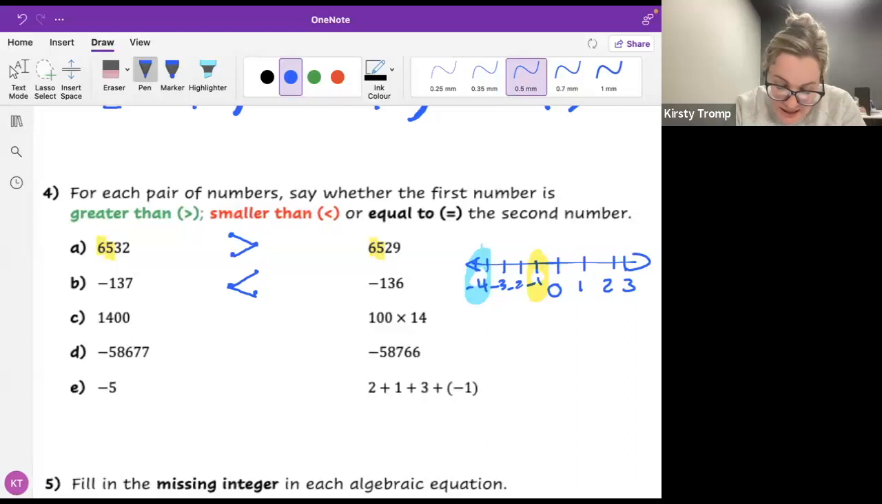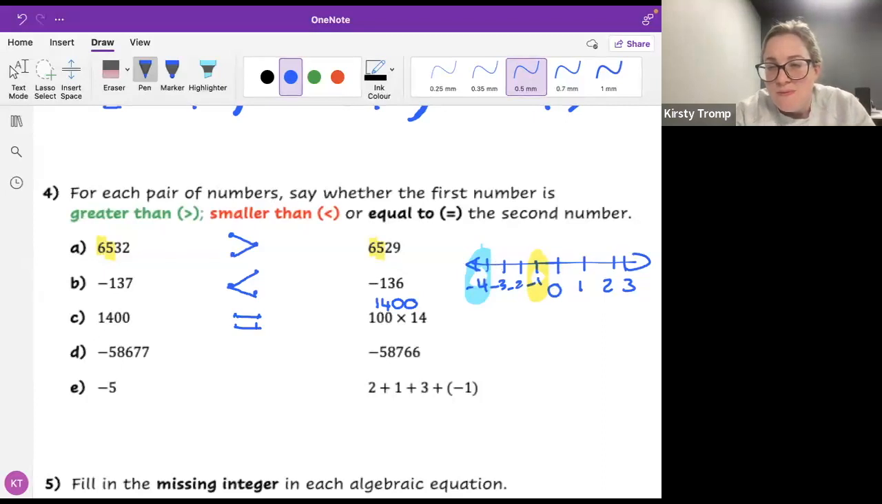Right, Sisetu, let's do C together. Which one's bigger, 1,400 or 100 times 14? Okay, let's work it out. What is 100 times 14, Sisetu? Do you agree it's going to be 14 and 2 zeros? Yes, sir. So, which one's bigger, 1,400 or 1,400? They are equal. Thank you, Sisetu.